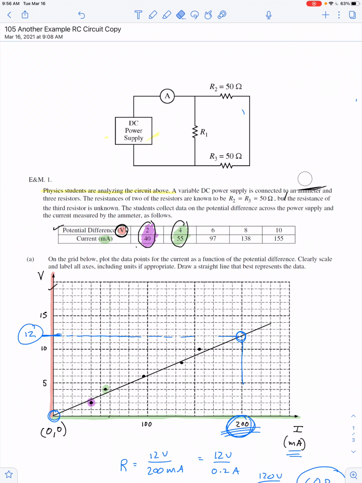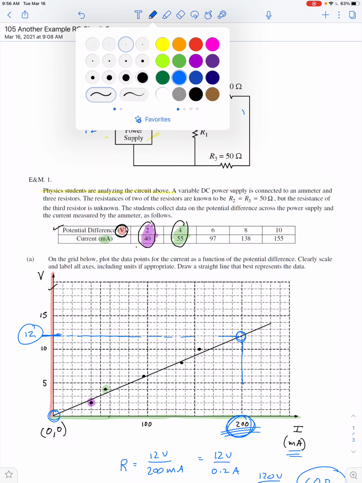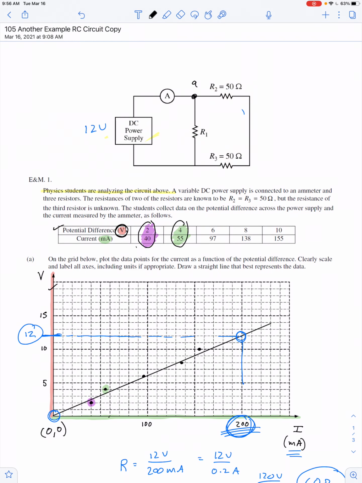What's the value of the current through R number 2? This is 12 volts. Junction A, junction B. The electric potential at A is 12 volts. The electric potential at B is 0 volts. So whether we're considering the path through the two 50 ohm resistors or the path through the 150 ohm resistor, the potential difference is 12 volts.